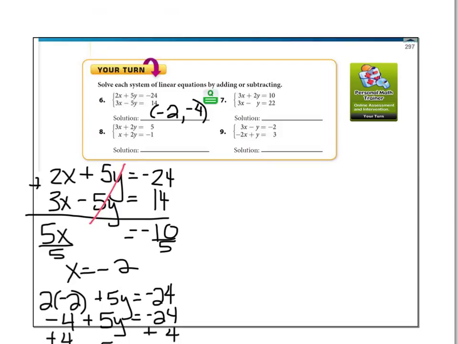I want you to go ahead and work on number 9. So skip 7 and 8 for right now and go down to number 9. And then check with the neighbor once you have an answer. And then unpause the video for us to go over number 9.